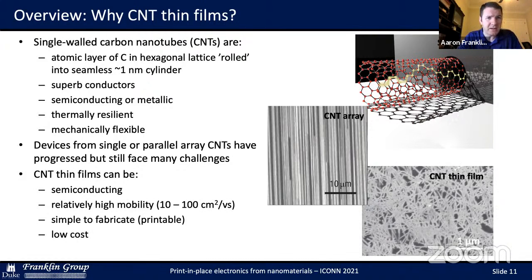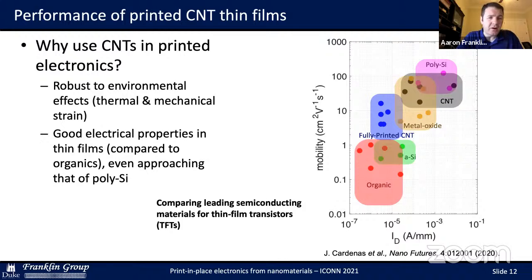I'll show that in a second, and simplicity of fabrication and overall low cost. So if you were to compare one of the most important metrics in a printed semiconducting film, which would be the film's intrinsic mobility, versus the achievable on current in a transistor from that material, you could see where these fully printed CNT films would end up matching up.